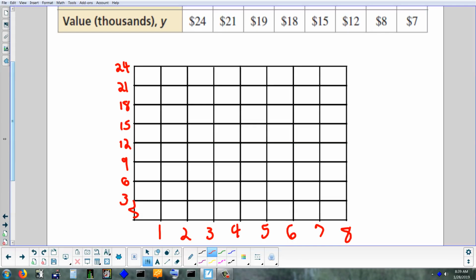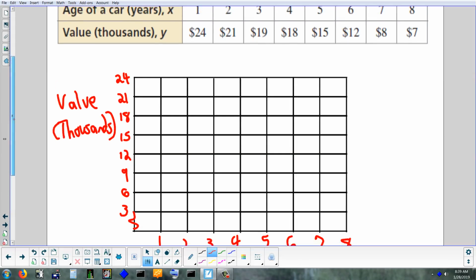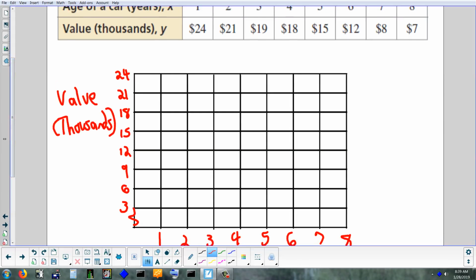This is going to be value in thousands of dollars. 24,000, 15,000. This will be value in thousands. Now, I've done that part. I'm going to scroll back up a little bit so you can see both. So now I'm going to put my dots. I'm going to do a dot at 1, and I'm going to go up to 24, because the way we numbered it, it worked out perfect. I have a 1, I have a 24. It's not always going to work out that way.